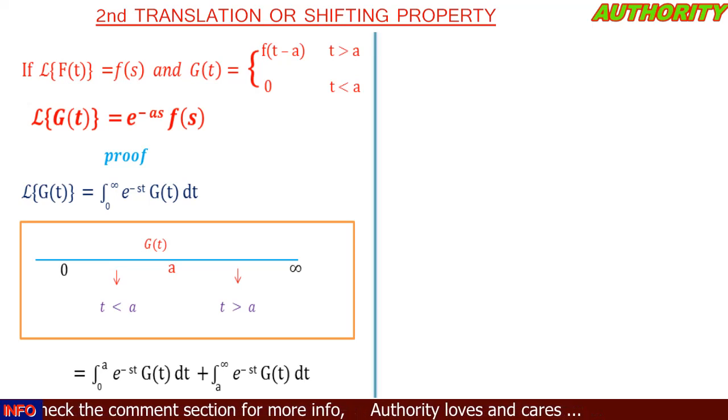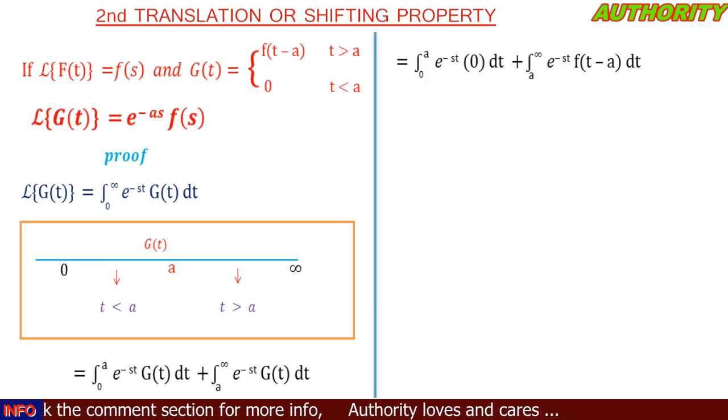So when t is less than a, that means that g of t is 0. Good and fine. We're going to have the integral from 0 to a, e raised to the power of minus st, and in place of g of t, since g of t is 0 when t is less than a, we write 0 dt. Then we say plus the integral from a to infinity.